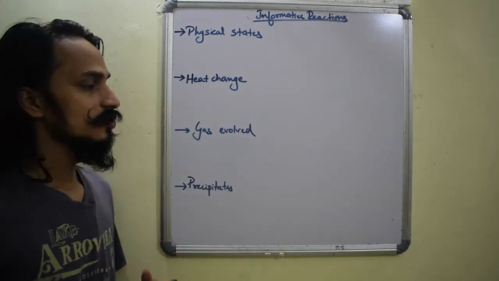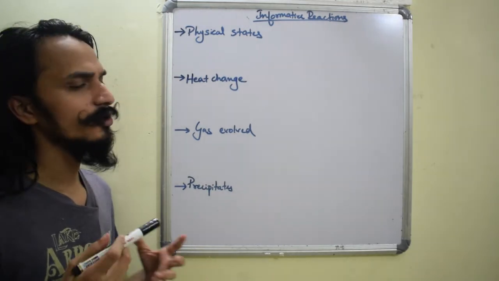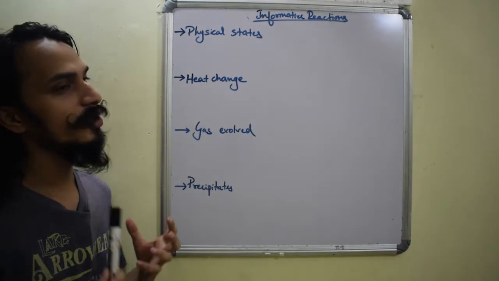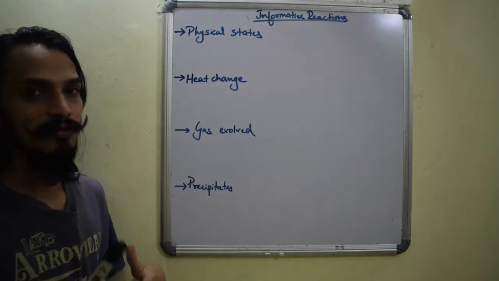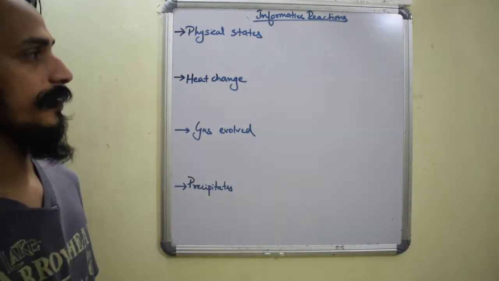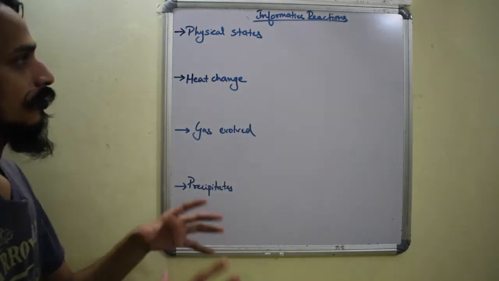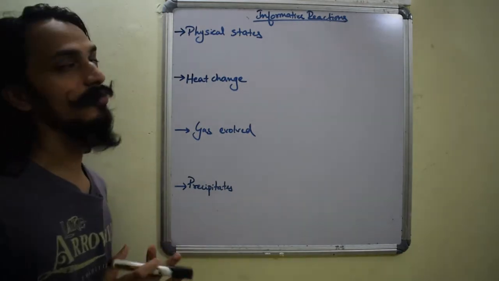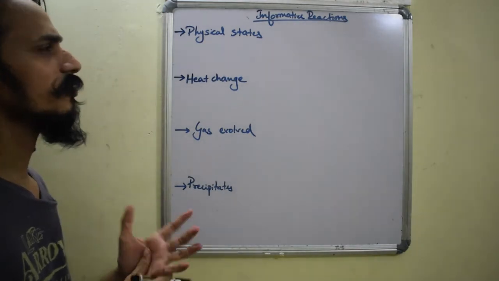Hey guys, so for today's class, it's going to be a very short class. Till now we have seen how to make an equation for a chemical reaction, and how to balance everything in that equation. Today we will look at how to add more information to that same equation. How do I make it more informative?